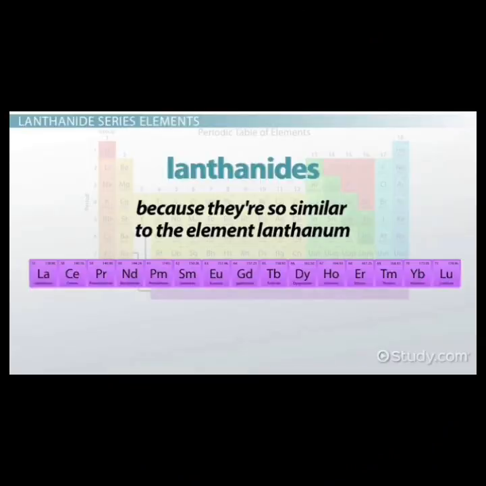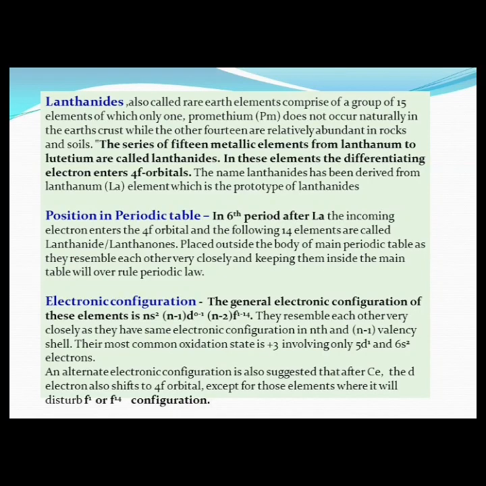Today I am going to explain about lanthanides. They are so similar to the element lanthanum. Lanthanides, also called rare earth elements, comprise a group of 15 elements, of which only one, promethium, does not occur naturally in the earth's crust, while the other 14 are relatively abundant in rocks and solids.